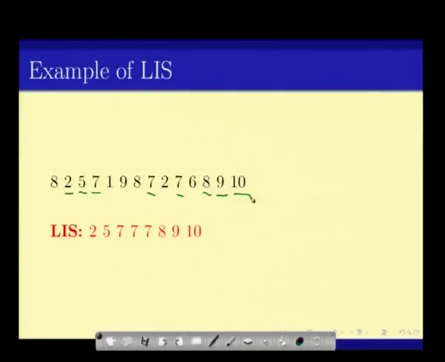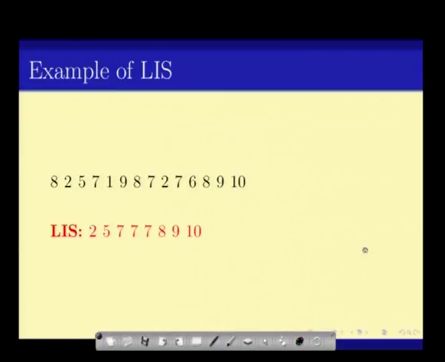Now, this is a long increasing subsequence, that is clear. Why is it the longest? Can there be any other subsequence that is bigger than this subsequence and is also increasing? These are the kind of questions that one needs to handle.